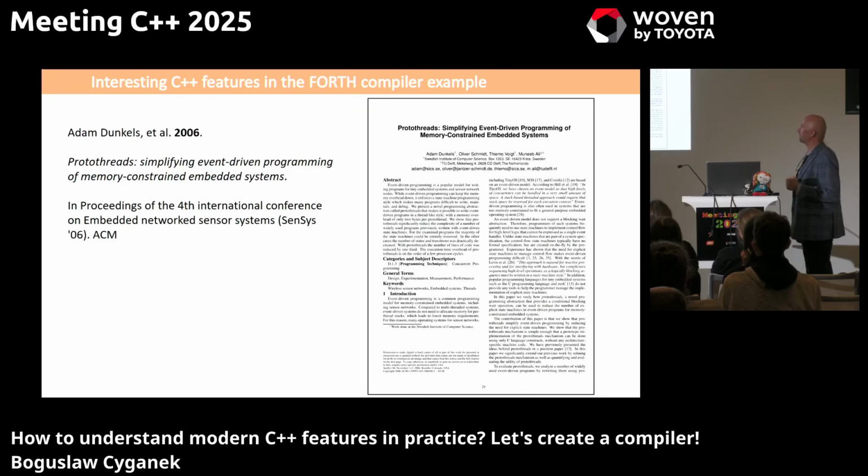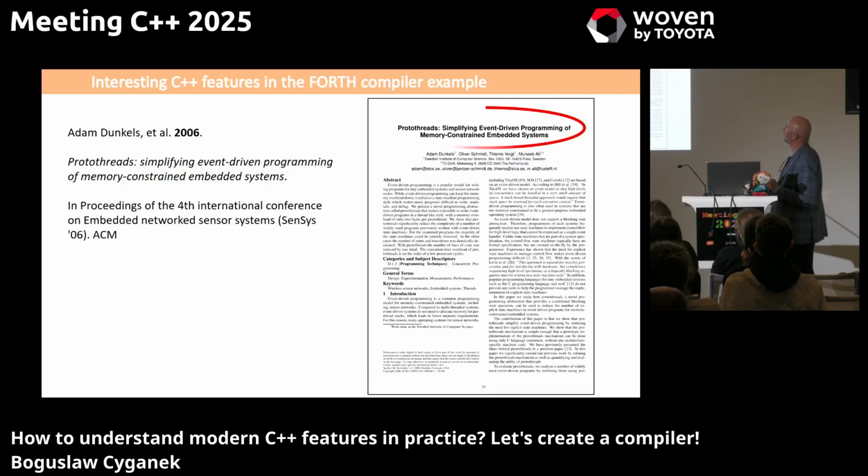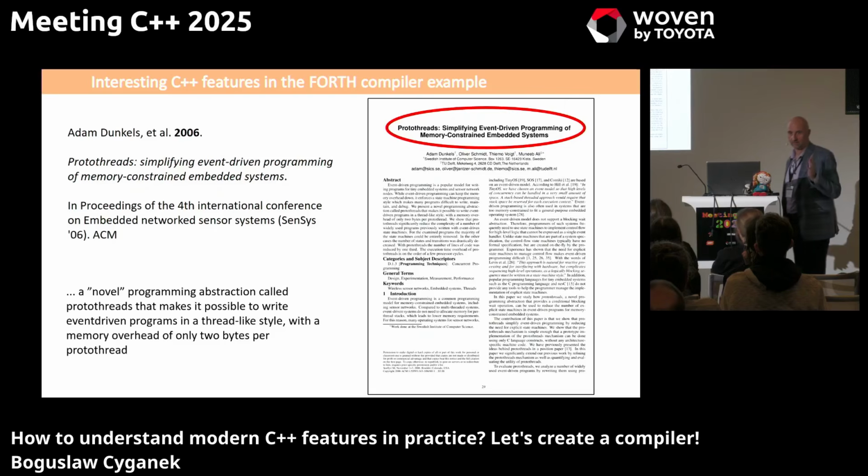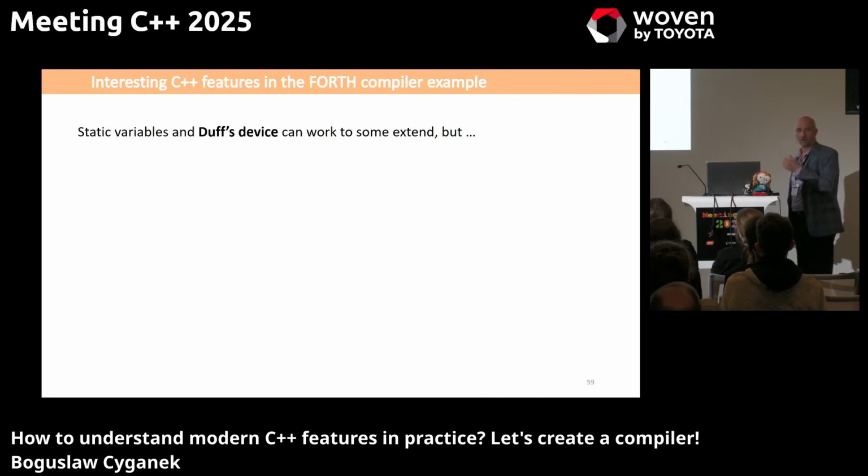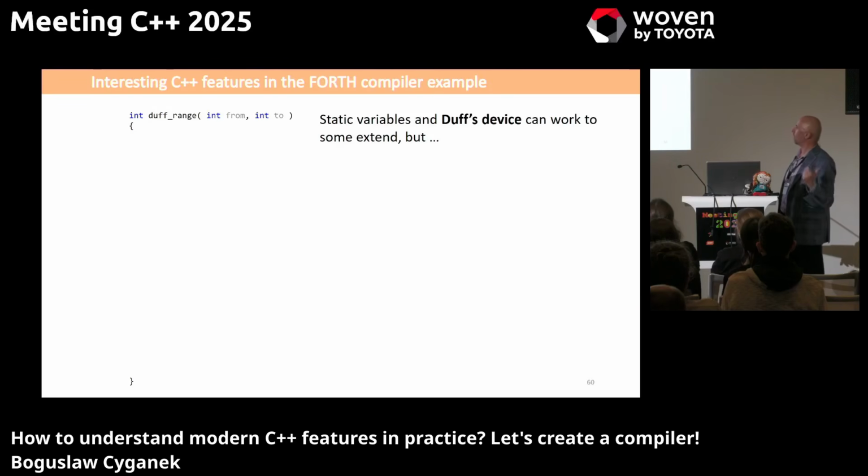Okay, so I came across this paper many years ago, and this is protothreads. So what are protothreads? According to this paper, a novel, at that time, programming abstraction called protothreads makes it possible to write event-driven programs in a thread-like style with a memory overhead of only two bytes per protothread. So that was the first attempt I found at making such things in embedded systems using C, C++. So how does it work? Have you heard of this Duff's device? That's interesting. This is also useful if you teach coroutines. Once you understand the idea of Duff's device, you see, okay, my coroutine is working this way. Okay? So how does it work?